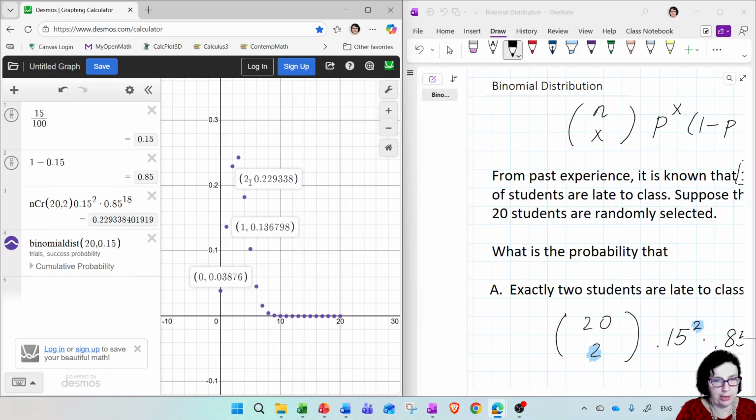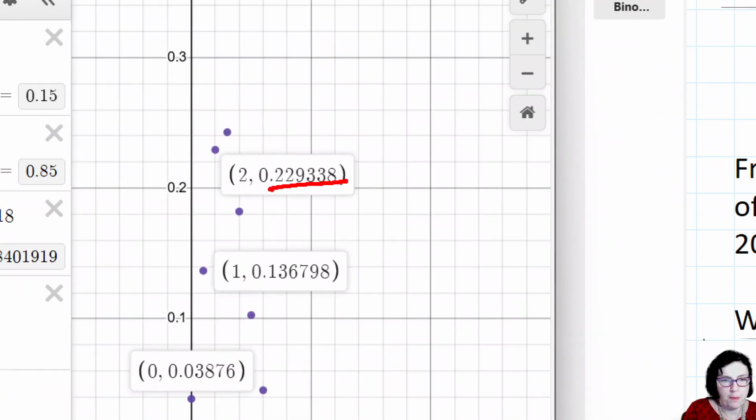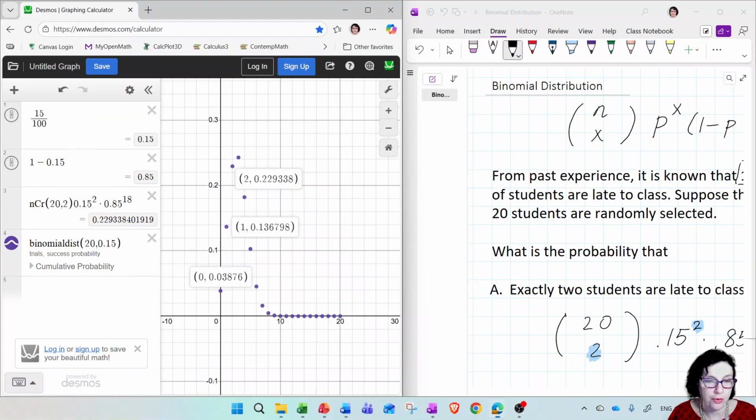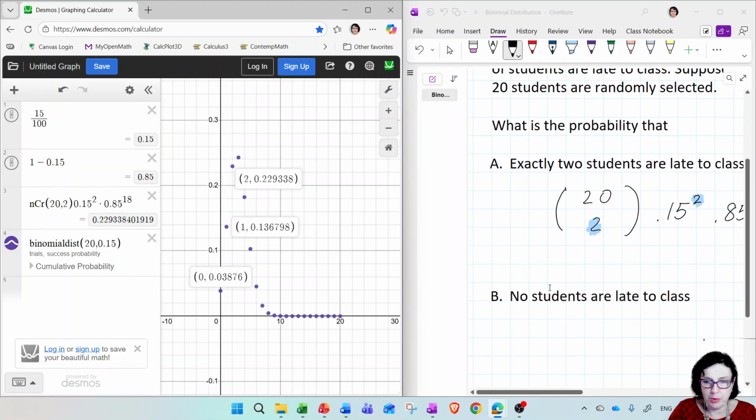Do you see how this answer right here matches what we got using the formula? So you don't even need to know how to use the formula. You can just type this answer from the multiple choice and then see if that matches the answer on the graph, okay? So let's look at one more example.